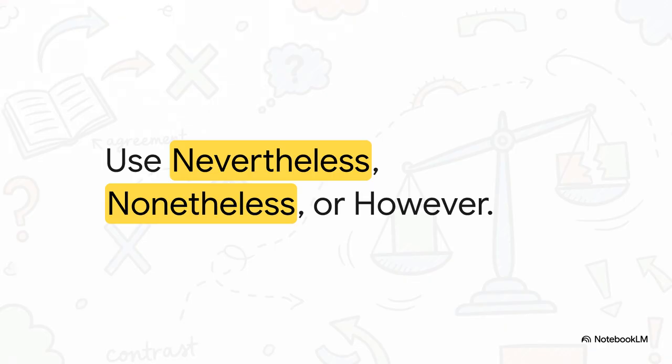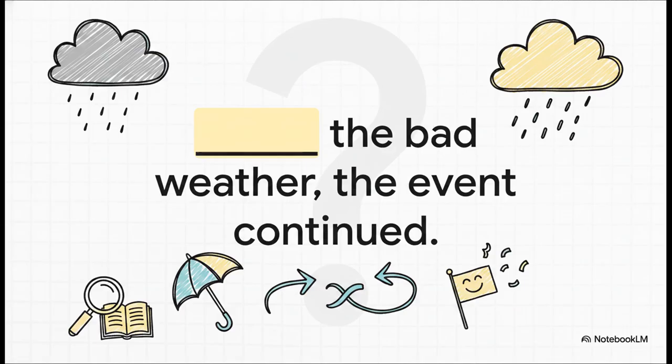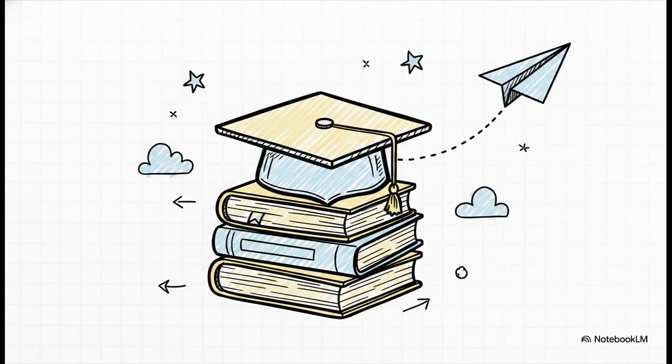All right, last one. Final question, blank, the bad weather, comma, the event continued. Pay close attention to the phrase, the bad weather. Is that a full clause with a verb, or is it just a noun phrase? Since the bad weather is just a noun phrase, you must use a prepositional connector. So despite or in spite of are your correct answers. Despite the bad weather, the event continued.